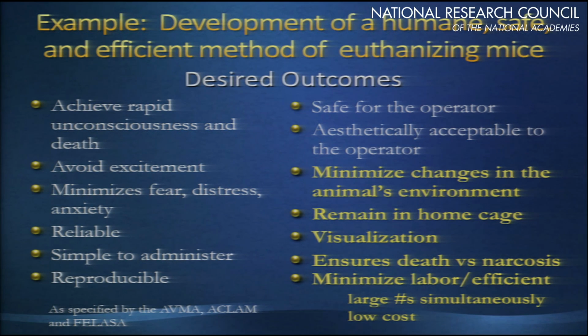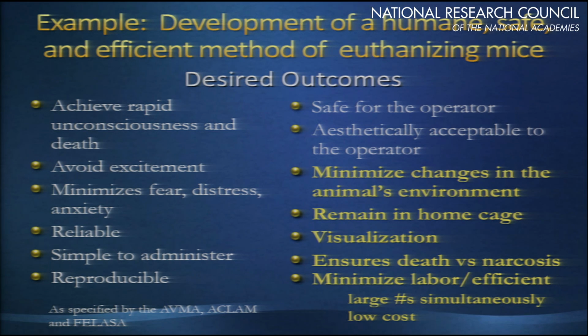So what are our desired outcomes for approaching this problem? Most of these are not surprising, and I'm not going to read them, but there were some that we either focused on or were additional to what you would expect. We wanted to minimize the changes in the animal's environment prior to euthanasia or during euthanasia. So we wanted the animals to remain in their home cage. We wanted the process to allow complete visualization of all animals that were going to be euthanized. We wanted to ensure death versus narcosis, because that can be problematic after disposal. And we wanted this to be as efficient as possible from a labor perspective.